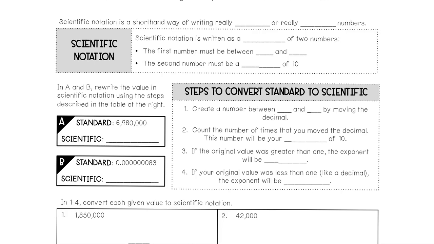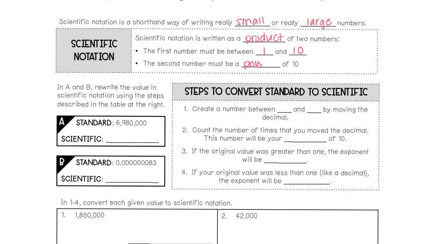This lesson is on scientific notation and converting standard form numbers to scientific notation form numbers. Scientific notation is just a shorthand or shortcut way of writing really small or really large numbers. Scientific notation is written as a product of two numbers, which means that we're really multiplying two numbers together to give us our small number or our large number.